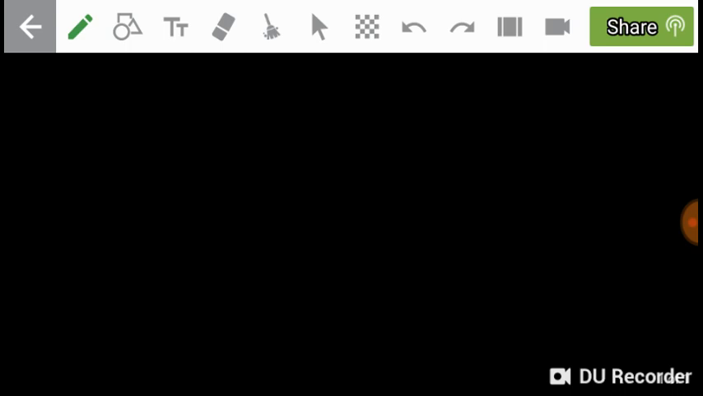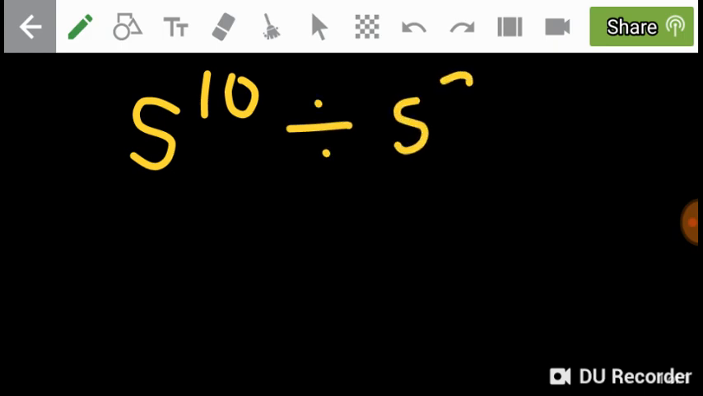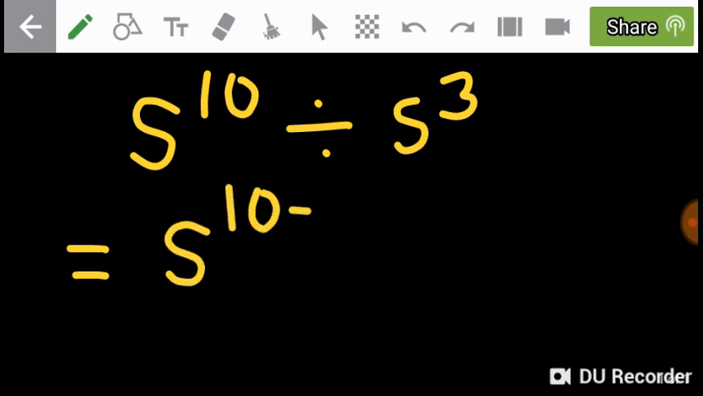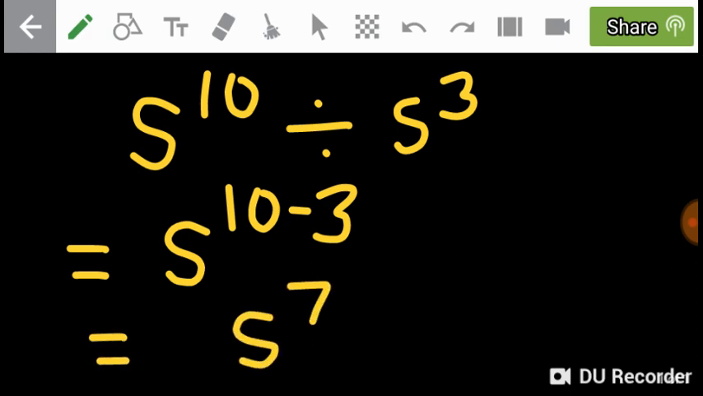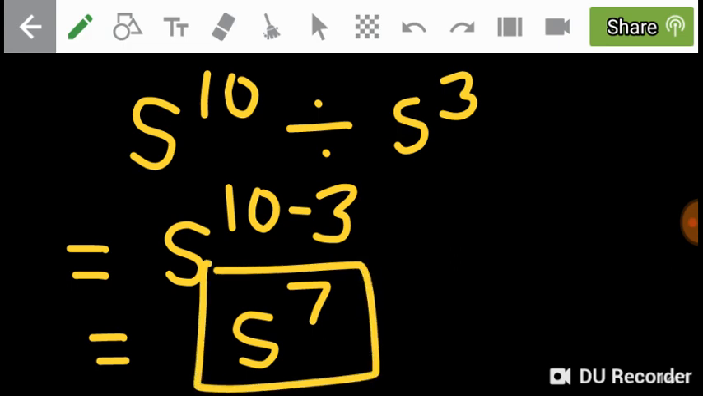Now let us see a final example, and this time with algebra, especially a variable. So let us choose s to the exponent 10 divided by s to the exponent 3. Now because it is in the form of division, we will subtract the exponent. As a result, the answer would be s to the power 7. So these are the power rules that we have learned, rule number 2.